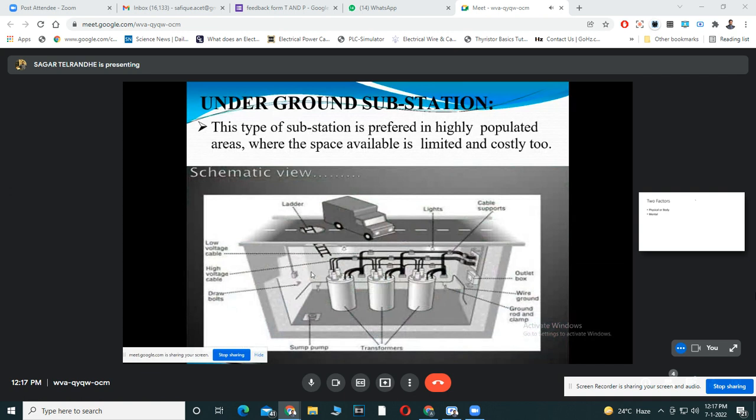In case of underground substation, this type of substation is preferred in highly populated areas where the space available is limited and the land is very costly. One such type of underground station is shown on the slides.